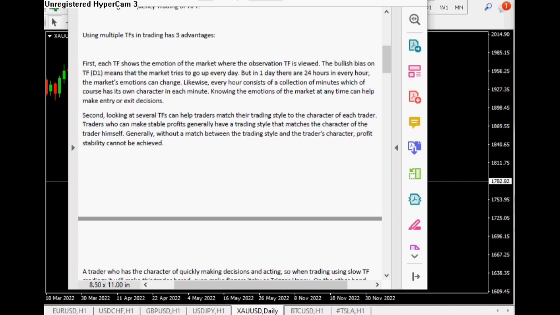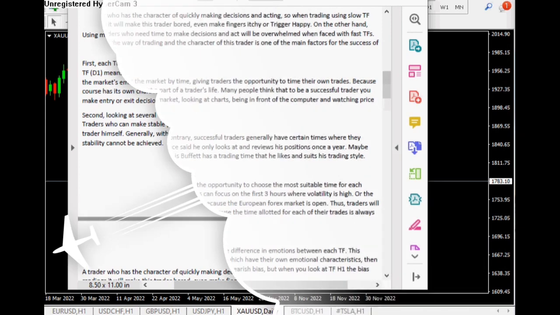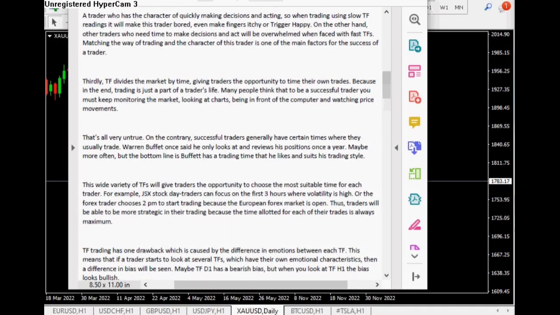Second, looking at several TFs can help traders match their trading style to their character. Traders who can make stable profits generally have a trading style that matches the character of the trader himself. Generally, without a match between the trading style and the trader's character, profit stability cannot be achieved. A trader who quickly makes decisions and acts will get bored when trading using slow TF readings, even getting itchy fingers or trigger happy. On the other hand, other traders who need time to make decisions and act will be overwhelmed when faced with fast TFs. Matching the way of trading and the character of the trader is one of the main factors for the success of a trader.